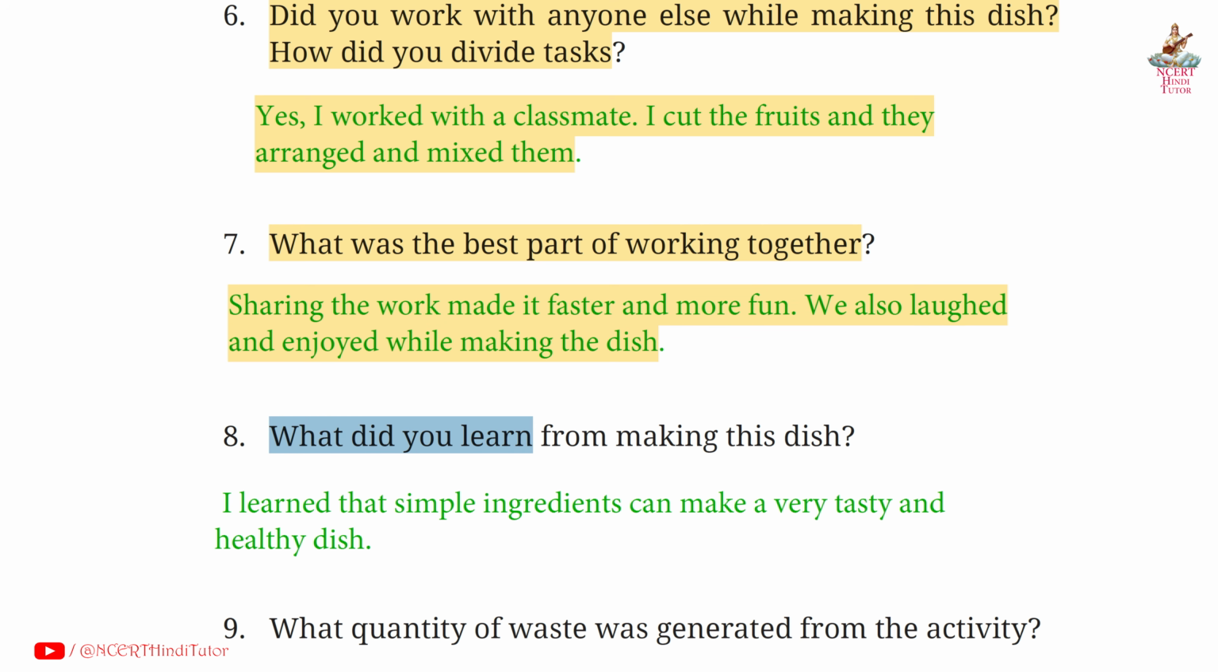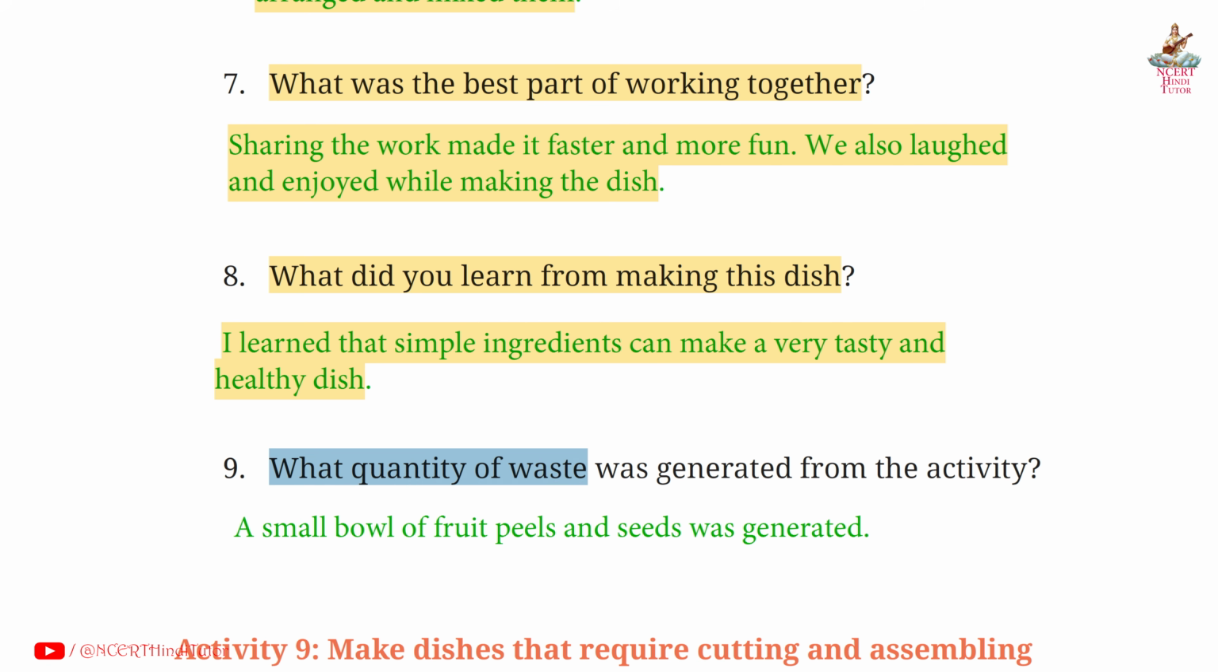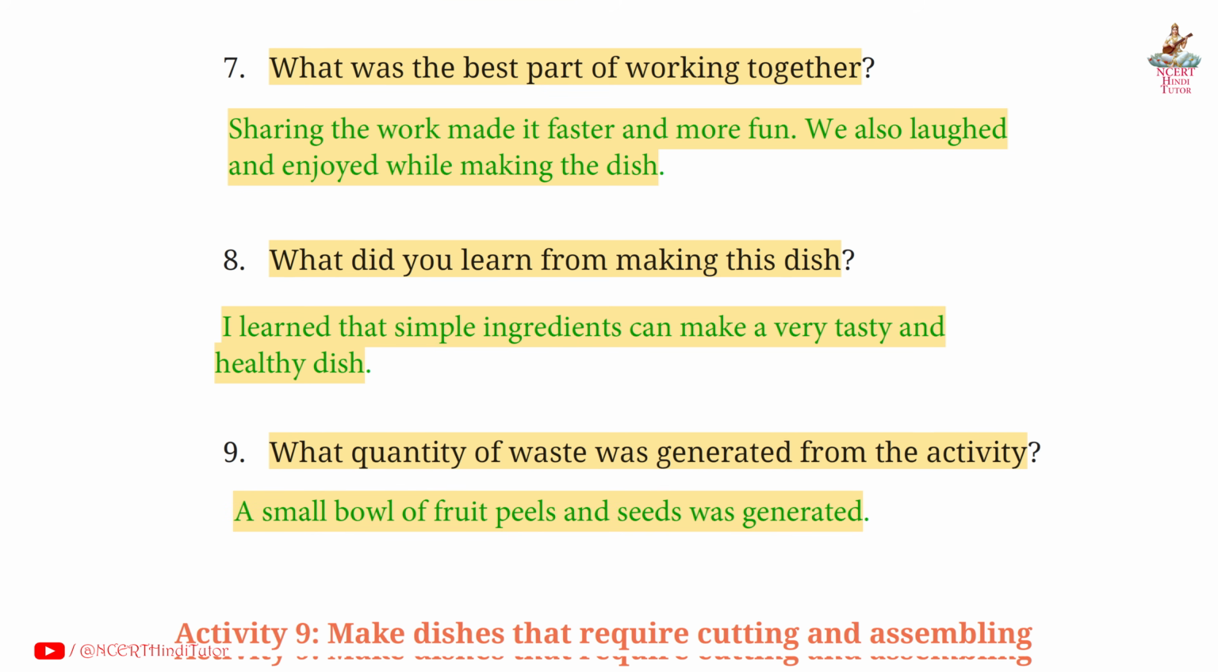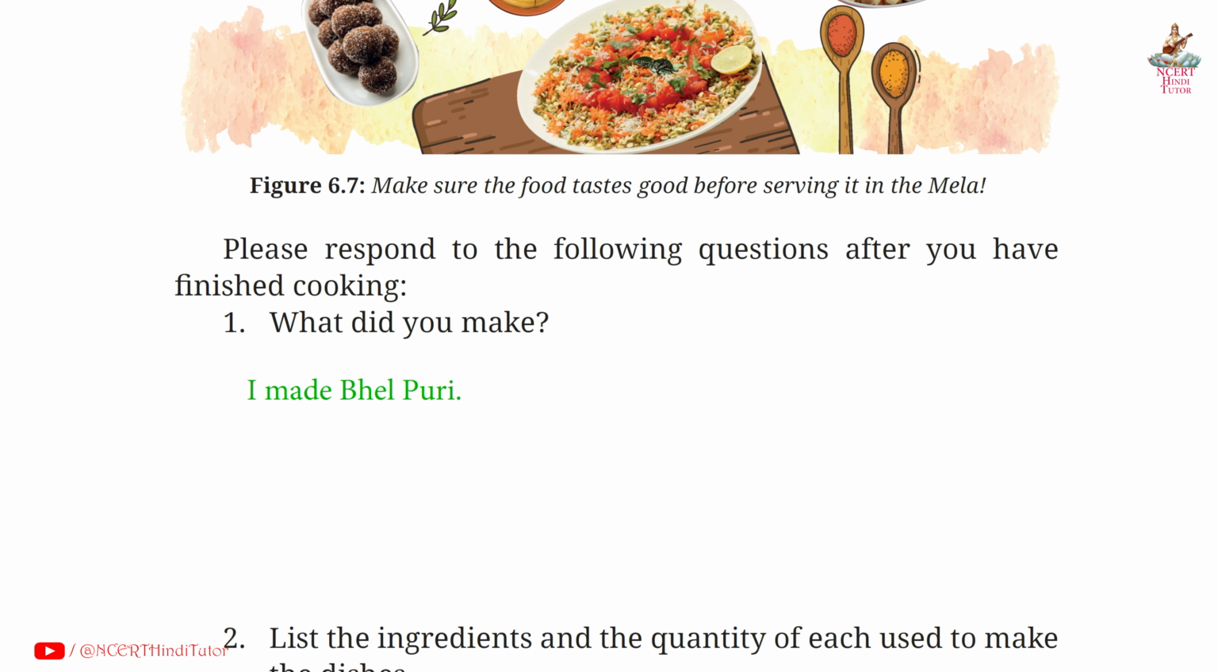Question 8. What did you learn from making this dish? Answer: I learned that simple ingredients can make a very tasty and healthy dish. Question 9. What quantity of waste was generated from this activity? Answer: A small bowl of fruit peels and seeds was generated. Page 148. Question 1.